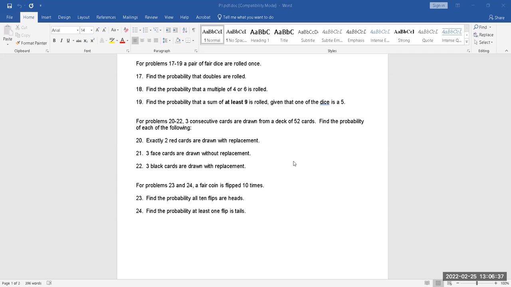Now, the last question is the trickiest one. This is the conditional probability. We talked about this at great length yesterday in class. Conditional probability is if I have, I always call it insider information, you know, like stock exchange. The probability of something happening is whatever it is. But I have inside information that could affect that.